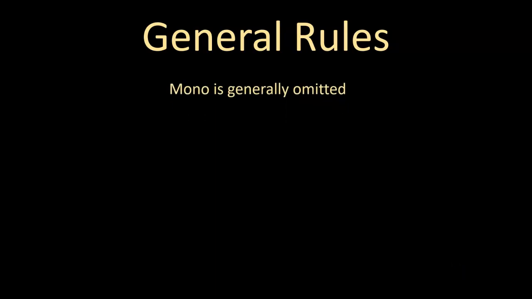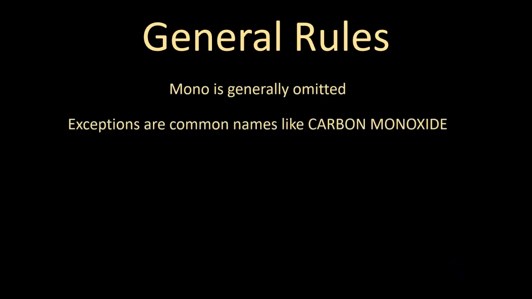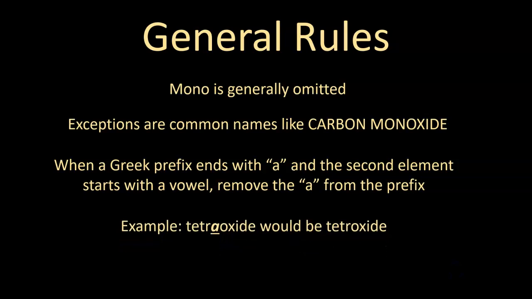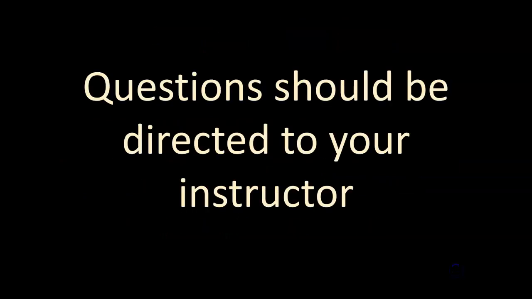There are some general rules, and you may have just noticed that I said pentoxide. Mono is generally omitted. There are exceptions to that rule for common names like carbon monoxide, but typically you don't see mono a whole lot. When a Greek prefix ends with A and the second element starts with a vowel, you're going to remove the A from the prefix. That is just what I did on the last slide. Tetraoxide would be tetroxide.